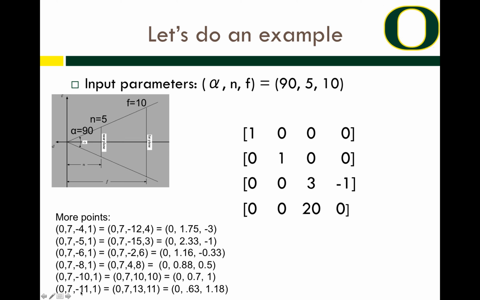0, 7, -11. And so as we get to, for example, -11, we're outside the far plane, and so we end up at z equals 1.18. As we get to minus 10, we end up right on the plane z equals 1. And as we get to z equals minus 4, we are well inside this. If we get to z equals minus 5, we're at minus 1, so that's inside the image space cube.